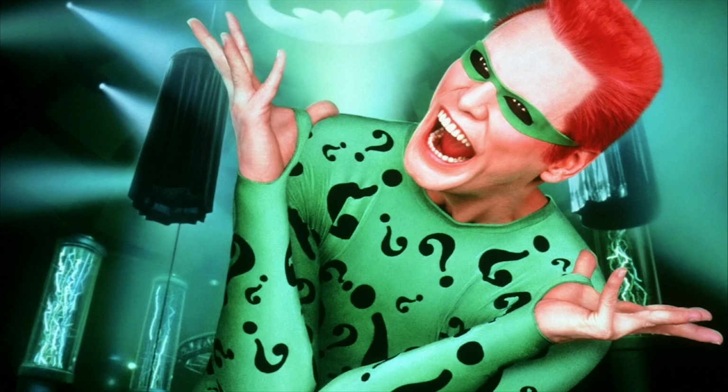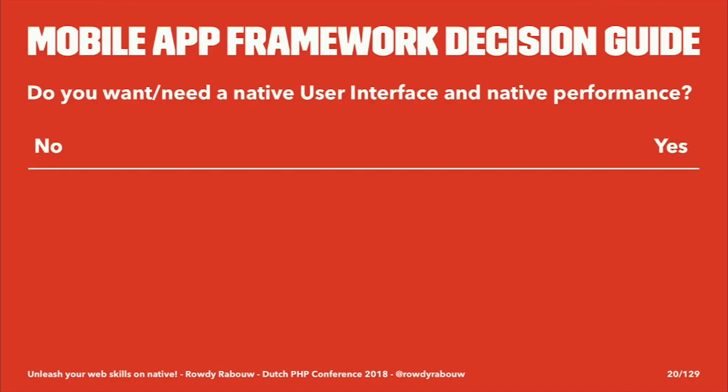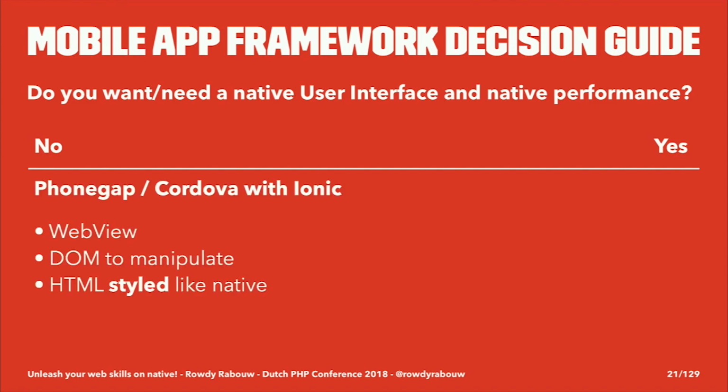But NativeScript might not be the holy grail for you. So let's go through a mobile app framework decision guide. Ask yourself this question first. Do you want or need a native user interface and native performance? If you don't care, you can go with something called PhoneGap Cordova with Ionic. It's essentially a website encapsulated in a native app. It can be fine for your purpose.